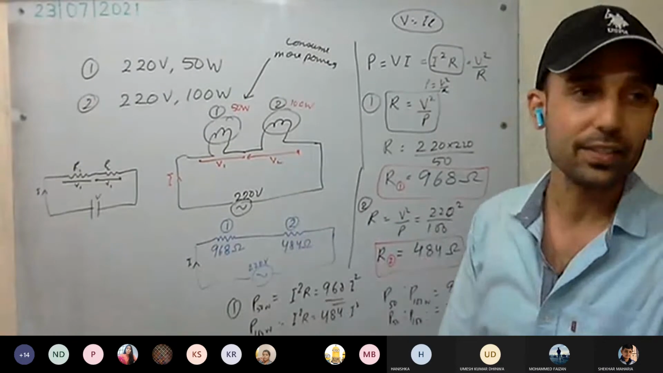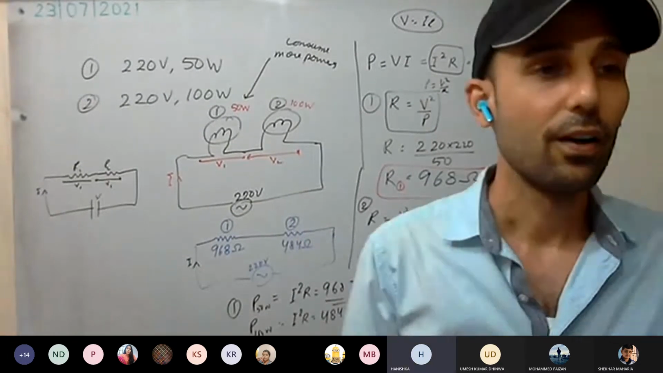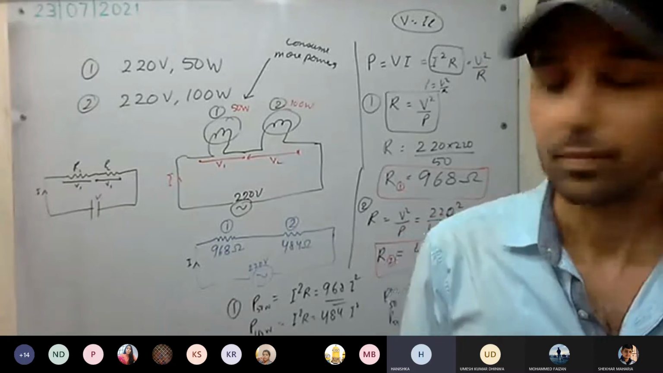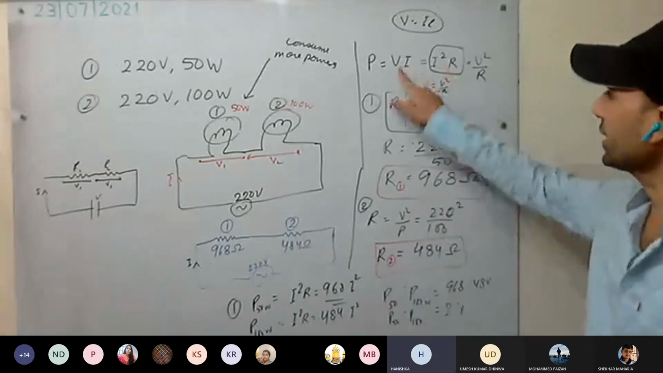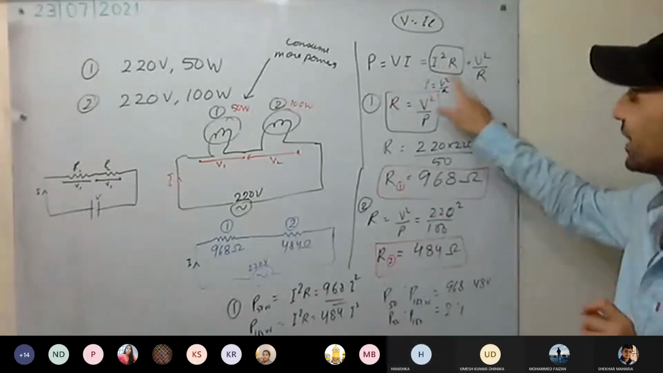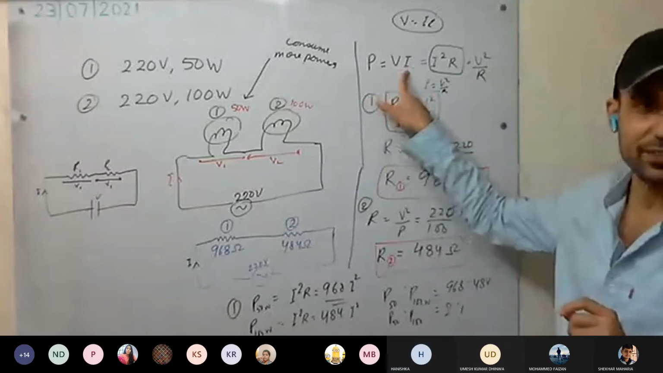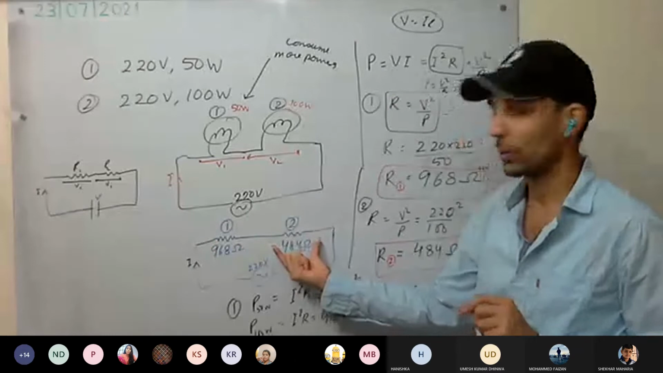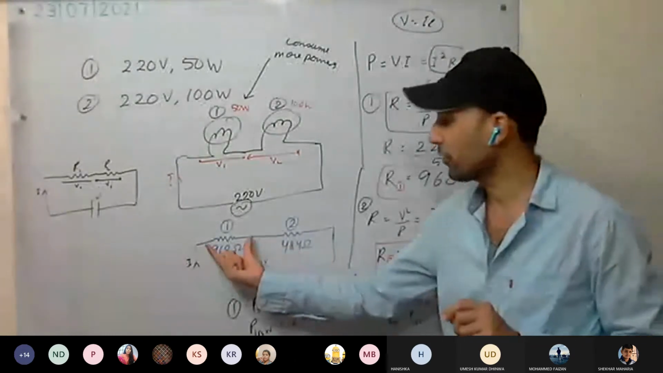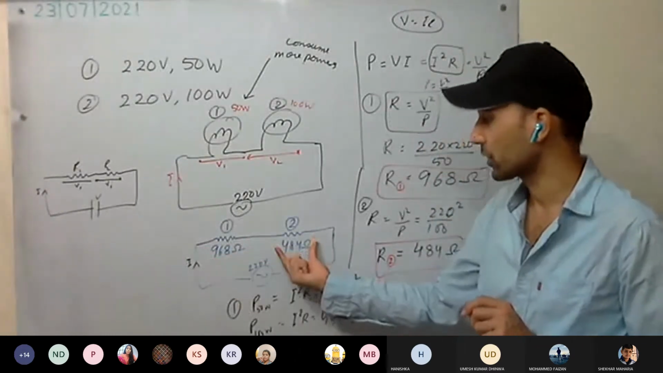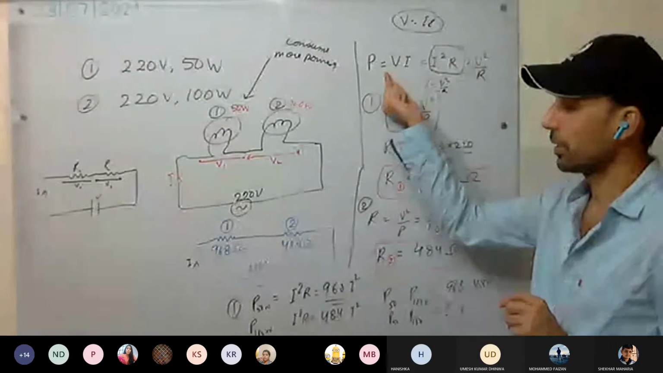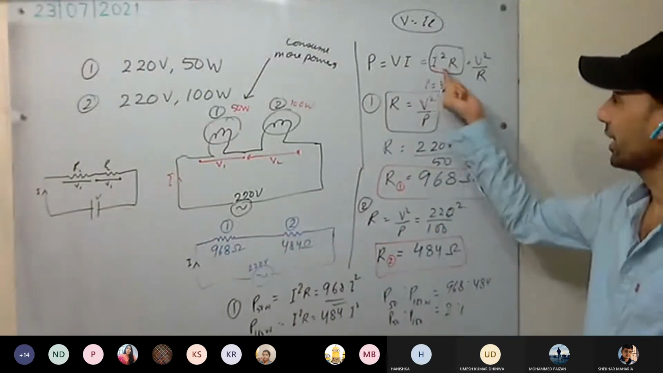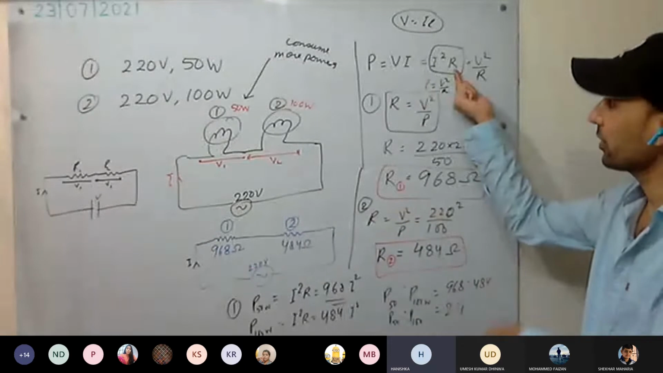Any doubt you have? Sir, I was asking why we have considered the formula P equals I square R. Okay, you can consider any formula. But see here, if you consider VI, we do not know the voltage across it. So you have to calculate the voltage across it, then you can use this formula. They are different. And in the second, the resistance we already have.